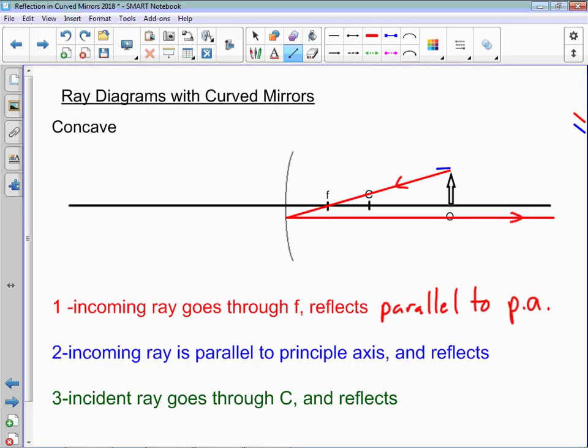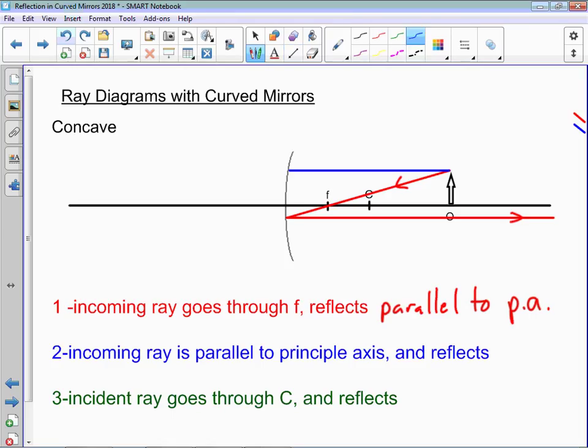Let's go back one and try to get those leaving from the same spot. There we go. Parallel to the principal axis, you just use your ruler. One of the things I would suggest is measure the height of your object and then bring the ruler over to where the mirror is and measure that exact same height. So you make sure that your line is absolutely parallel to the principal axis.